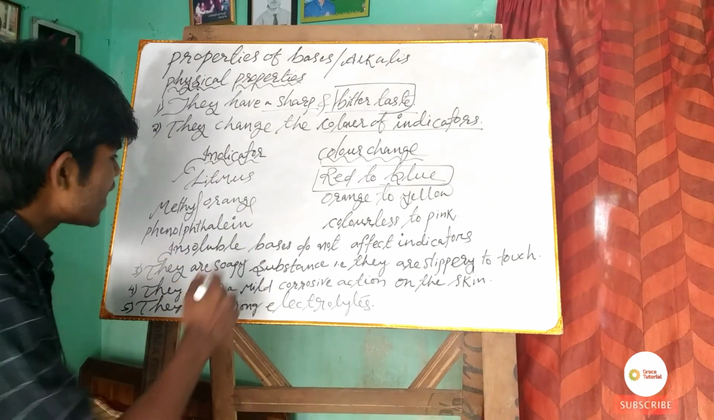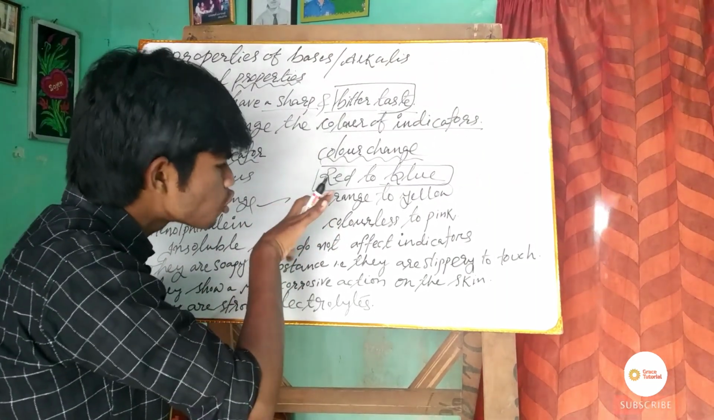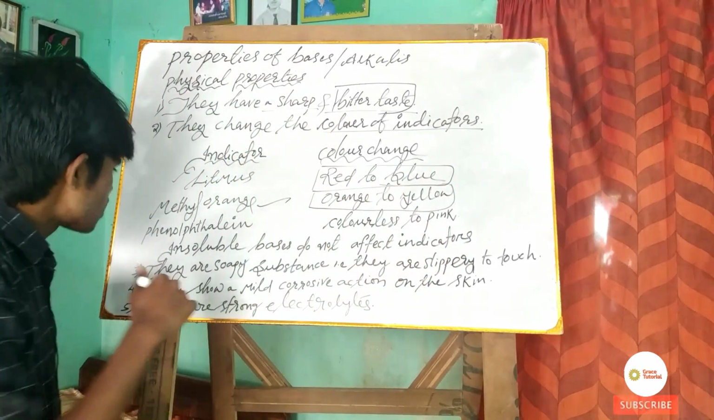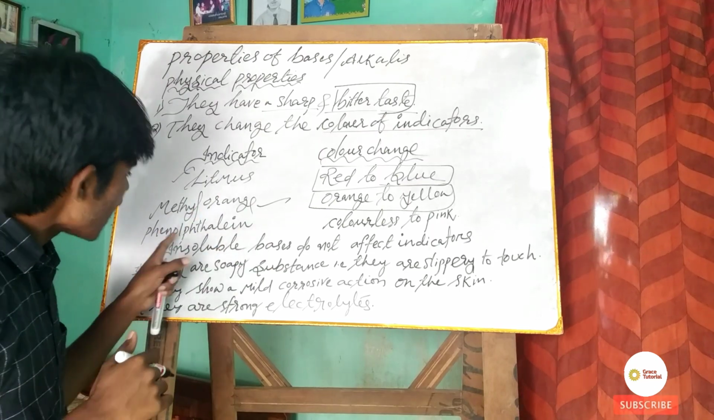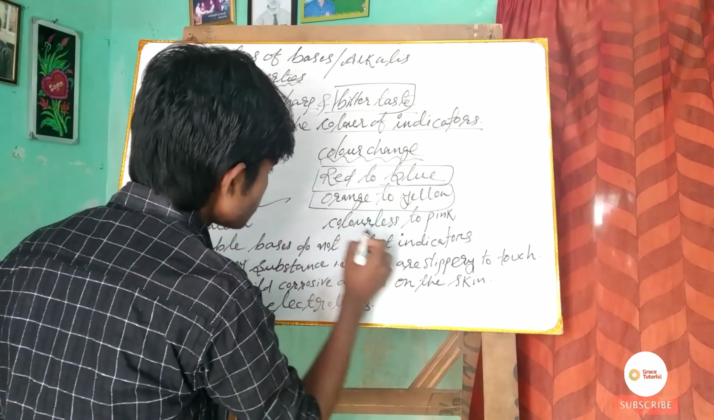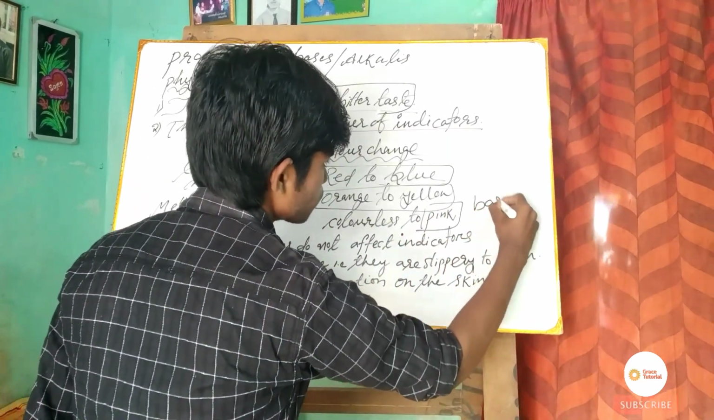If you look at the indicator methyl orange, what happens? The orange will be turned to yellow in color if the substance is basic. Similarly, we have phenolphthalein, and this phenolphthalein is colorless. The colorless will be turned to the pink color if the substance is a base.